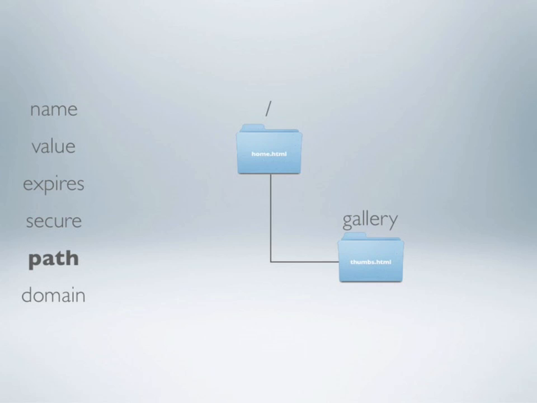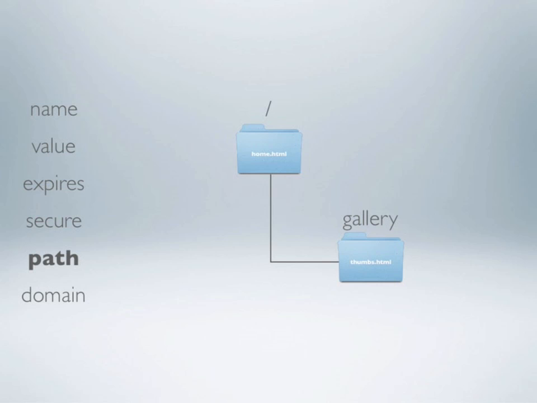Now, if, for example, the home.html file asks to have a cookie created, because that page is at the very top of my website, basically at the root of the file system in which my website is stored, any cookie that page asks to be created will automatically be made available to all pages below it at the same level or below. So if the user goes to the home page and creates a cookie, when they then go to the thumbs page, it will receive that cookie that the home page asked to have created.